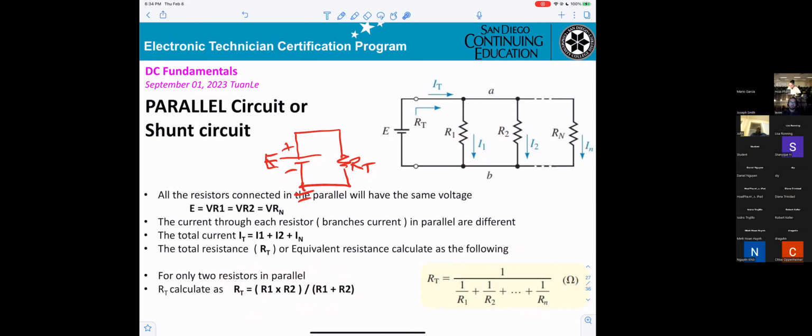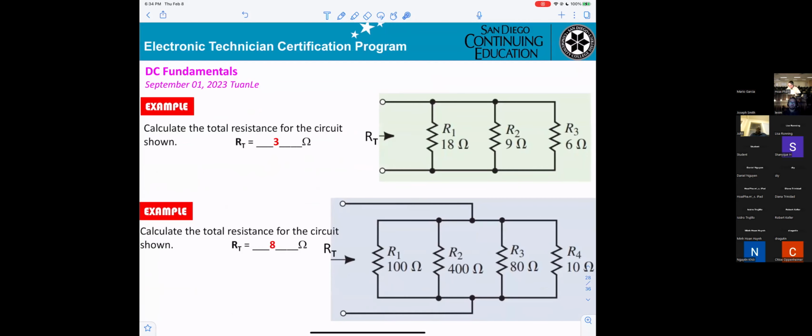If you want to calculate it, you have to know the formula. Now, in this one here, you have R1, R2, R3 in parallel. They want the total resistance. Then you use the formula 1 over R1 plus 1 over R2 plus 1 over R3. The calculation gives you the answer of 3 ohm. If any question, just stop me.